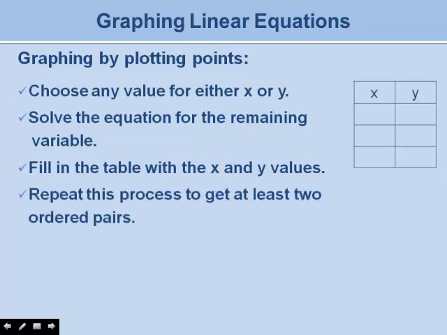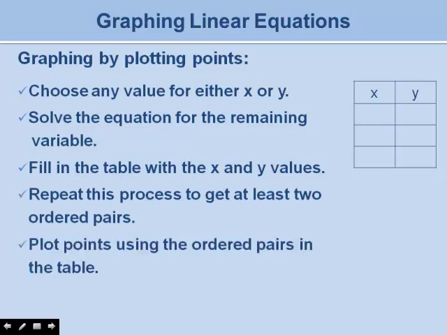We'll be repeating this process to get at least two ordered pairs because it takes 2 points in order to graph a line. So we'll plot the points using the ordered pairs in the table, and then we'll just draw the line through the points. The table shown here has room for 3 ordered pairs, or 3 points, but keep in mind that you really only need 2 in order to graph a line.